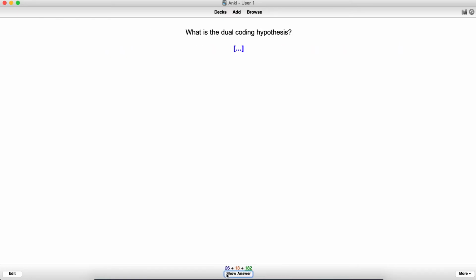What is the dual coding hypothesis? We tend to learn better when we see the visual object. Words are easier to remember when associated with an image than either one alone. Five components of language: pragmatics, syntax, semantics.